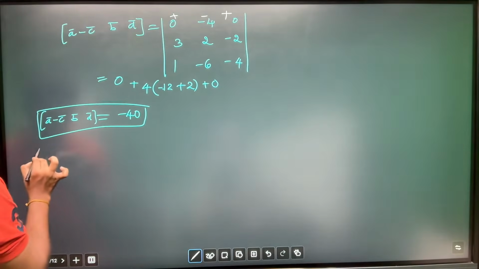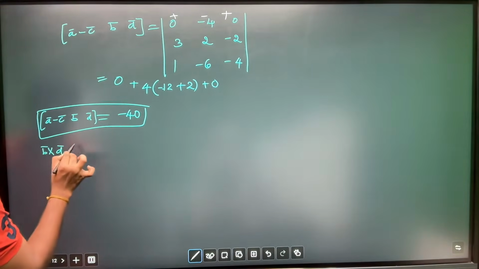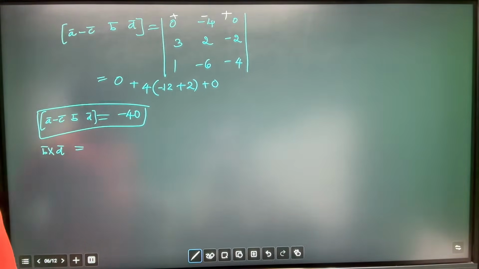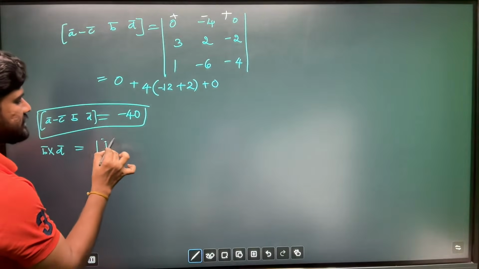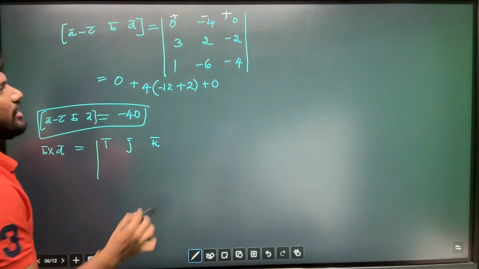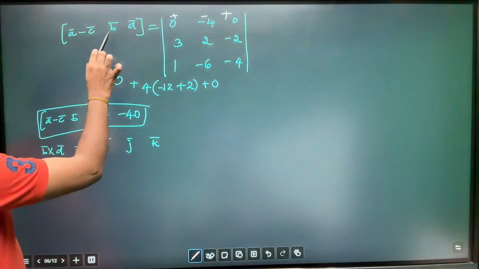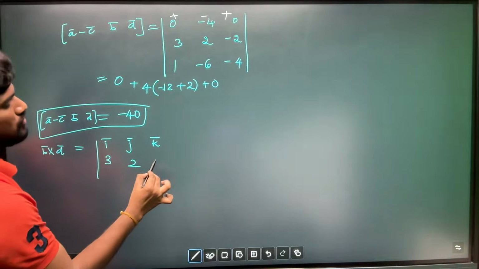So we have the modulus. Next, find b bar cross d bar, the vector product between the two vectors. What is the process? i bar, j bar, k bar. What is the b bar value? 3, 2, minus 2.